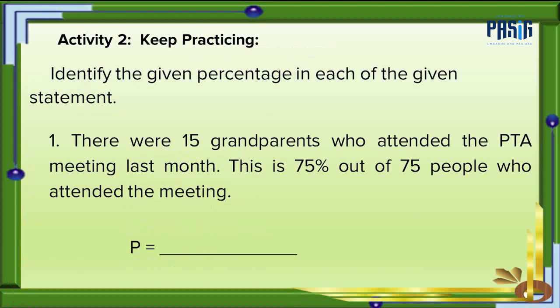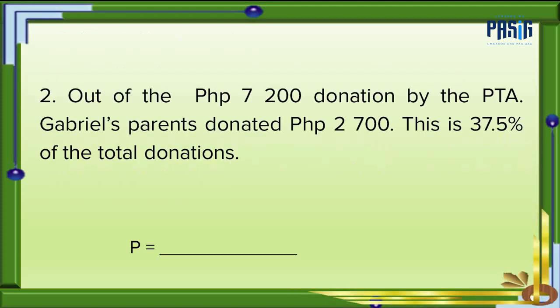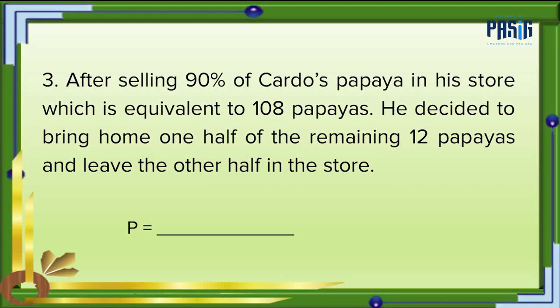Okay, let us now proceed to our activity number 2, keep practicing. Identify the given percentage in each of the given statements. This time you are not going to solve, you are just going to identify the percentage in each of the problems. Problem number 1. There were 15 grandparents who attended the PTA meeting last month. This is 75% out of 75 people who attended the meeting. Number 2, out of the 7,200 pesos donation by the PTA, Gabriel's parents donated 2,700 pesos, and this is 37.5% of the total donations, which is the percentage in this problem.